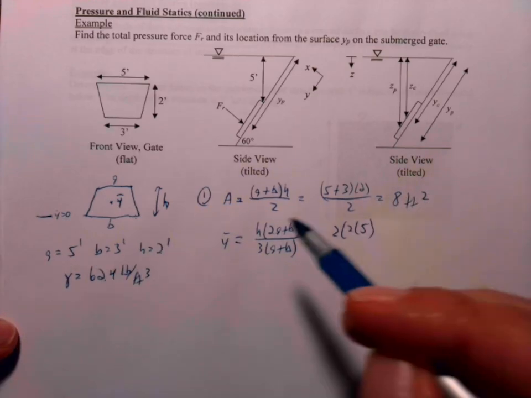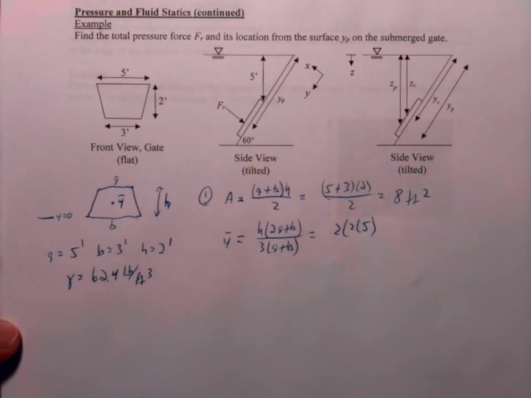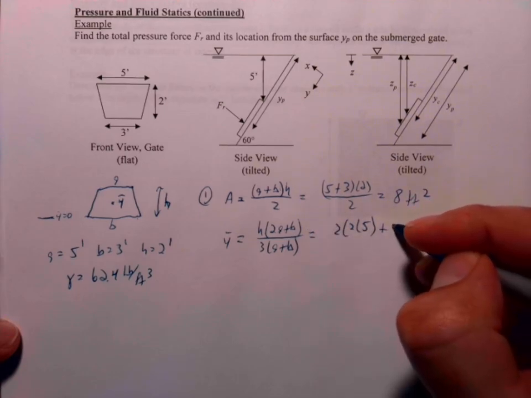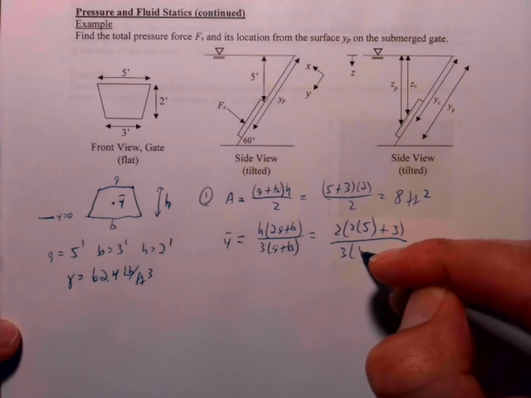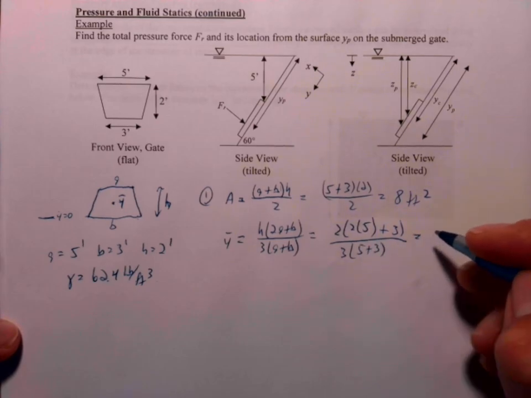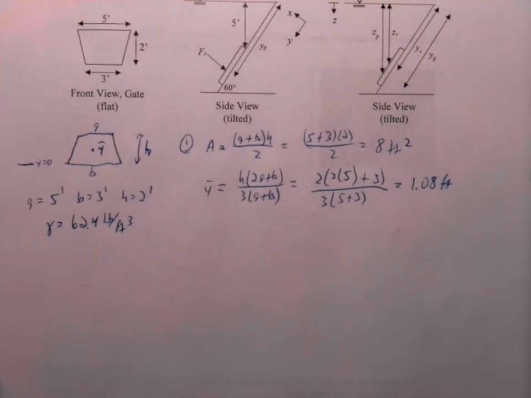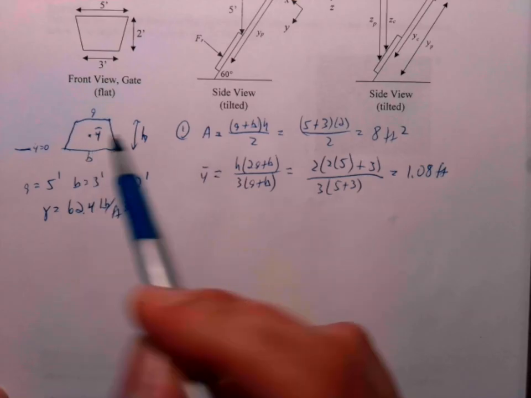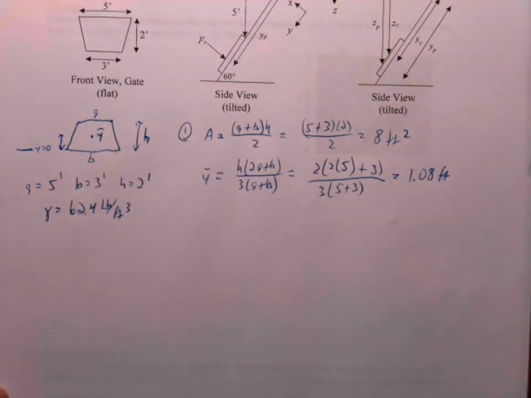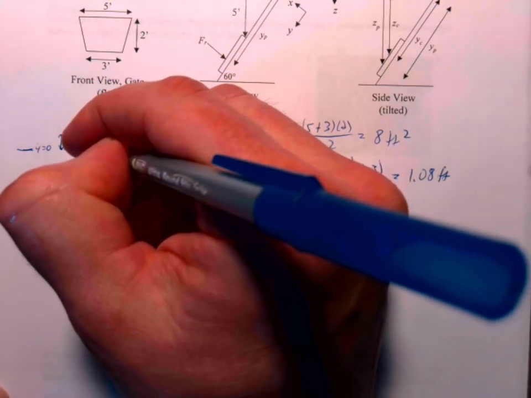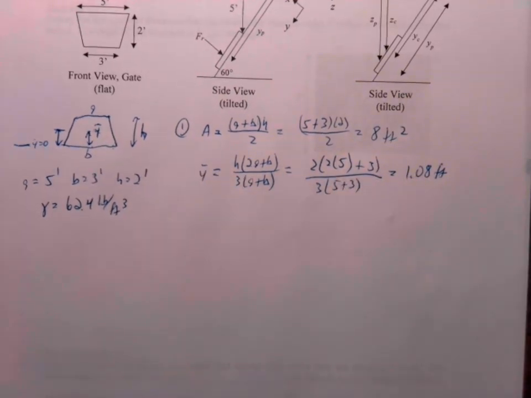So anyway, going back over here to the centroid, it has a and b, and so I needed to clarify what those were. So 2 times (5 plus 3), and then over 3 times (5 plus 3). And those are all in feet, and so we will get an answer there that is in feet. Okay, so 1.08 feet is the location of the centroid. And again, this is the height above the base of the trapezoid. If you look at the diagram, this height here is y bar above the base, 1.08 feet.